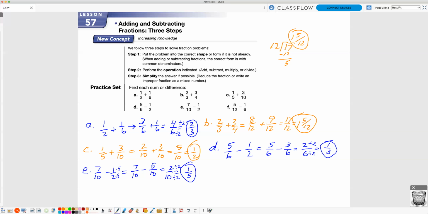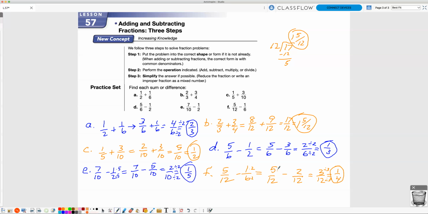And letter F, 5/12 minus 1/6. So I'm going to keep 5/12 the same, and I'm going to subtract it with the denominator of 12. That'd be times 2 to get to 12. This one would be times 2, so that'd be 2/12. So that means I have 5 minus 2, which equals 3, and the denominator stays the same. This would end up being 1/4 because 3 divided by 3 is 1, and 12 divided by 3 is 4. So 1/4 would be the reduced fraction for that.